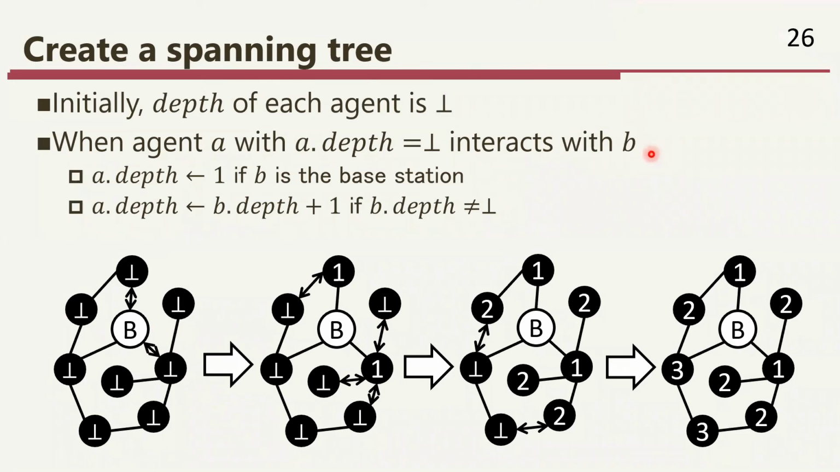When A and B interact, A's depth becomes B's depth plus 1 if B's depth is not equal to bottom. This is an example. When an agent with 1 interacts with an agent with bottom, this agent transitions to 2. Similarly, when an agent with 2 interacts with an agent with bottom, this agent transitions to 3. Then eventually the depth of each agent becomes the distance from the base station on the tree.